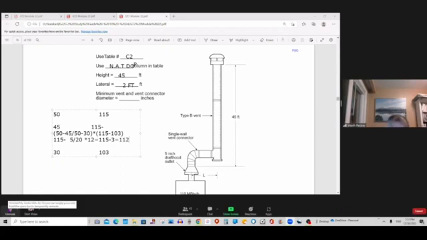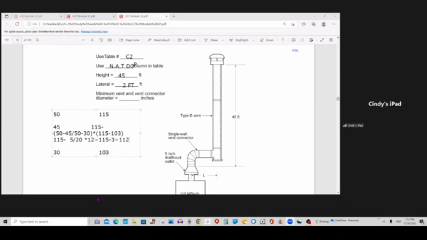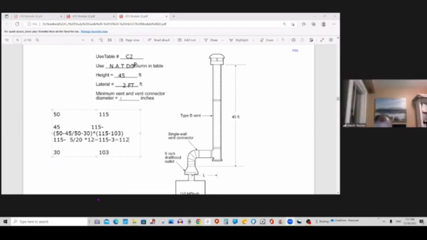So 45 is 112, which is between 103 and 115. If in your test they say no interpolation, you go to the next one, 50. But if they say interpolation, you have to calculate it. Now 112 is between 115 and 103.